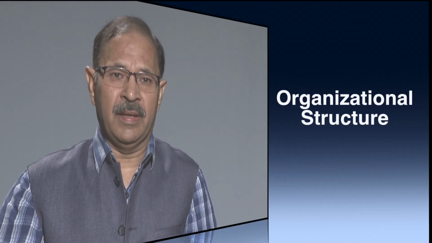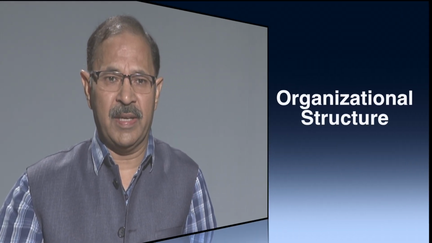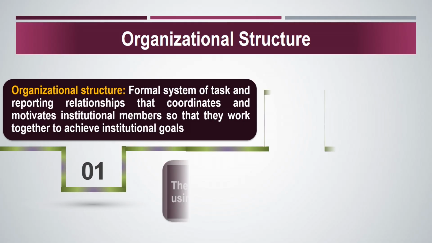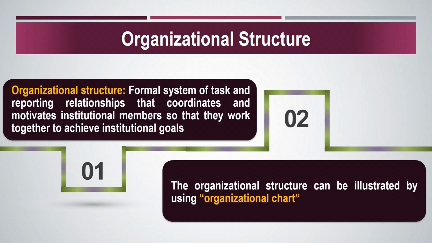Organizational structure, another important concept we must understand, is a formal system of tasks and reporting relationships that coordinates and motivates institutional members so that they work together to achieve institutional goals. Every organization has its own structure. It has to be based on the relationships individuals have with each other while working. The organizational structure can be illustrated in the form of an organizational chart.